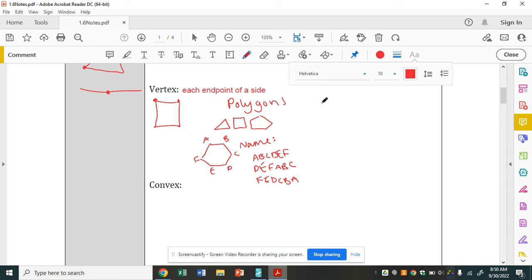Things that are not polygons are shapes that have curves. So something like a circle, that's not a polygon. If you have like a cone, ice cream cone shape, that's not going to be a polygon because of the curve. And anything open-ended, like just a line or a couple of lines connected, those are not going to be polygons. They have to be closed all the way around.